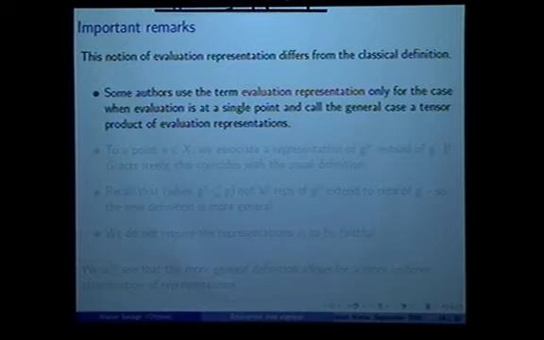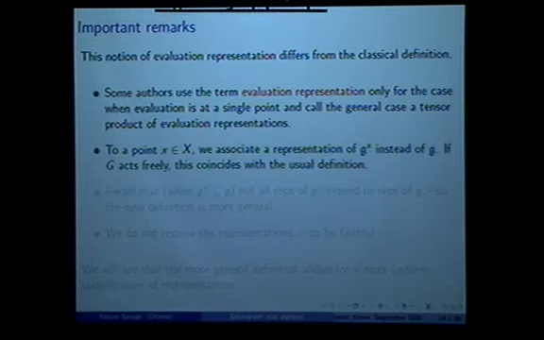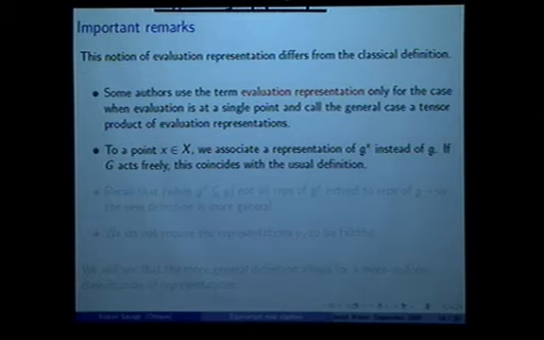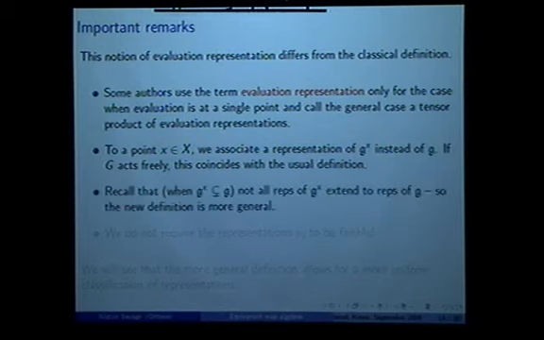The important difference between this definition and the more classical definition of evaluation representation is that at each point, we're putting a representation of this fixed point Lie algebra, Gx. Whereas classically, you put a representation of the full Lie algebra, G. So if G acts freely, then all of these Gx's are equal to G, and so this is the usual definition. But in general, if you have points that have non-trivial stabilizer, this is a different definition. It's more general.